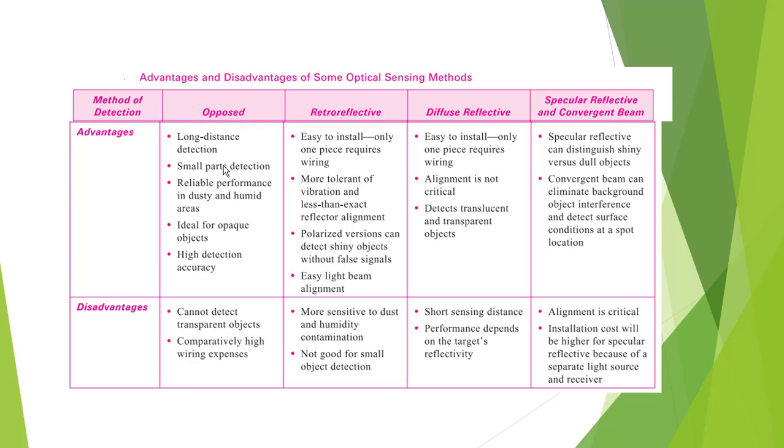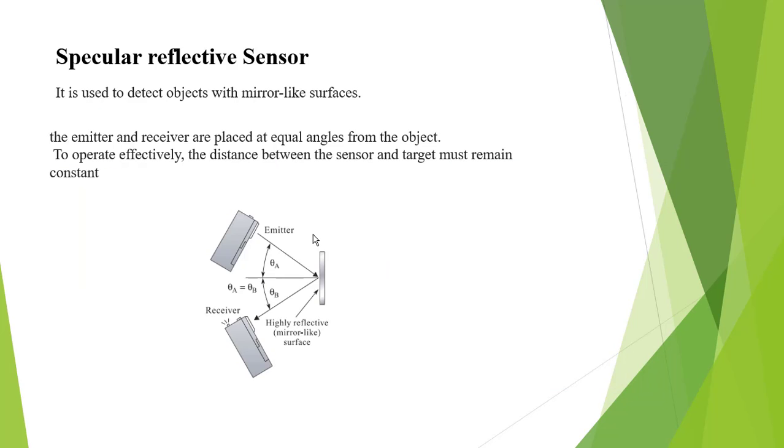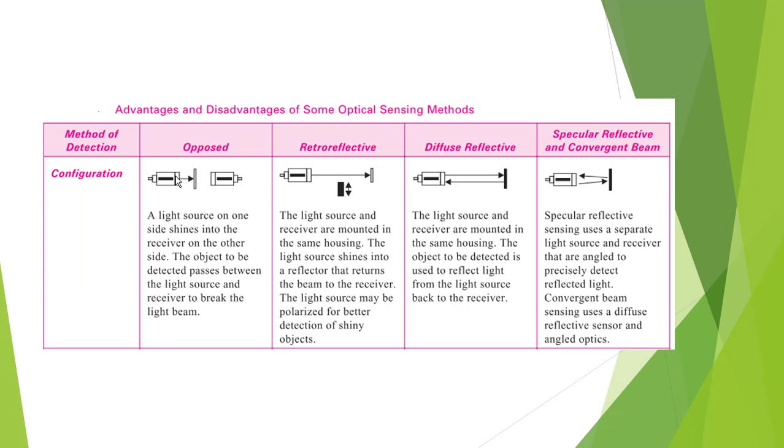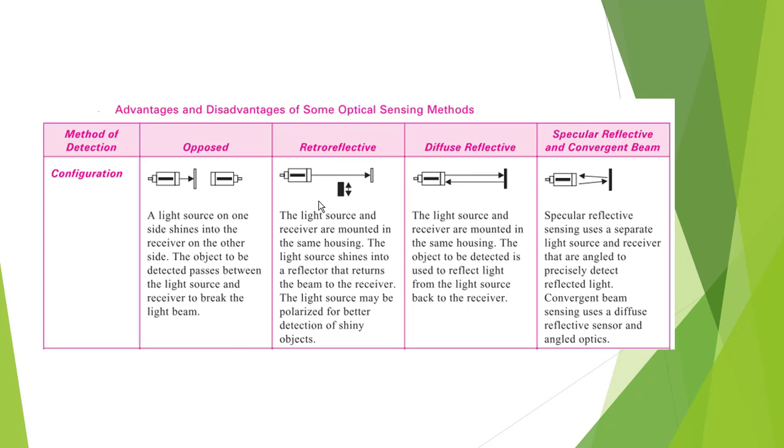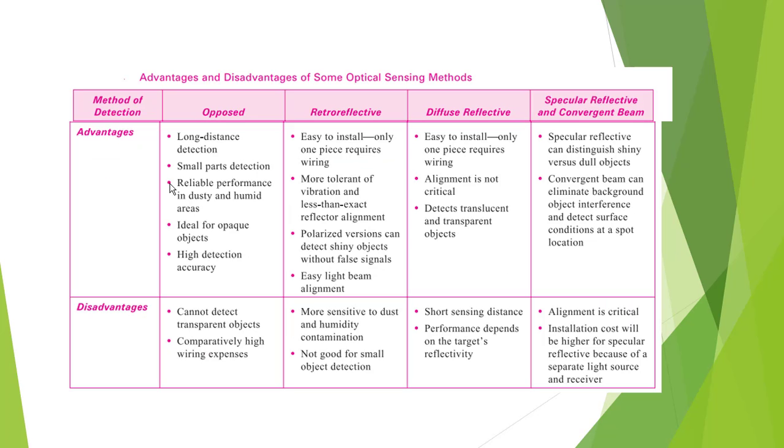The advantage of the through-beam sensor is long-distance detection. You can use it at long distance, it doesn't matter, for more lighting current. It can also detect small parts.